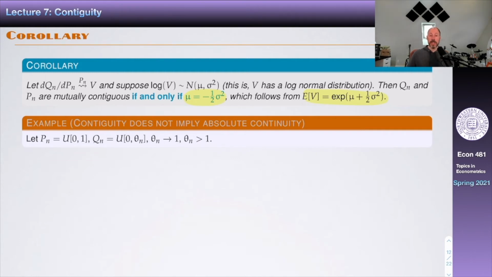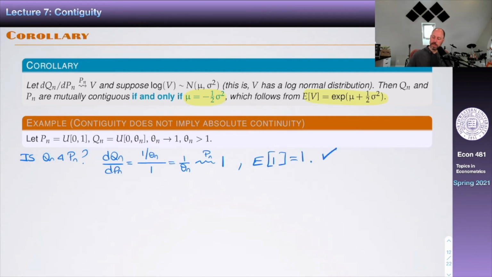So first we need to check if Qn is contiguous with respect to Pn. Well, we have Le Cam's third lemma to do that, which is to look at dQn over dPn. And again, you can just look at the densities with respect to some dominating measure. These are uniforms, so this is going to be 1 over theta n, and this is 1. This is a very simple case, because this likelihood ratio here is not random. It just depends on theta n. So this, of course, converges under Pn and under anything to not a random variable, but to the number 1. And of course, the expected value of 1 is 1. So they're contiguous.